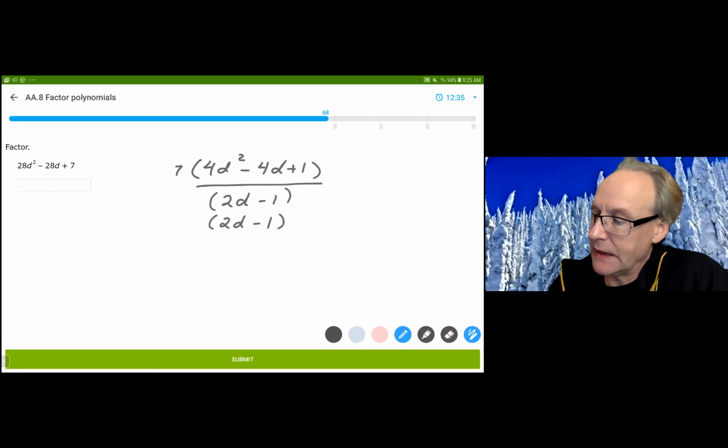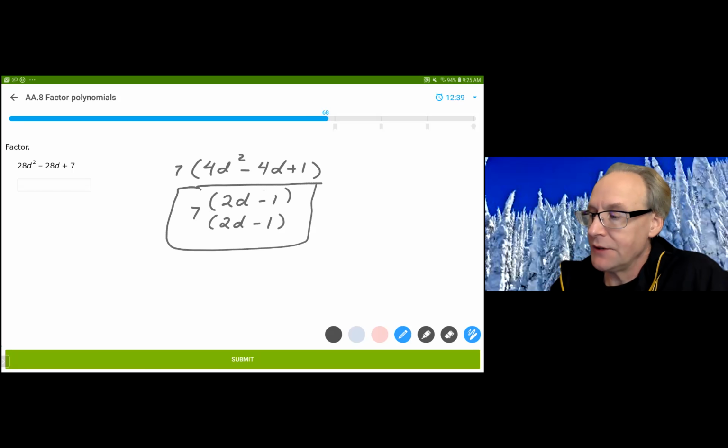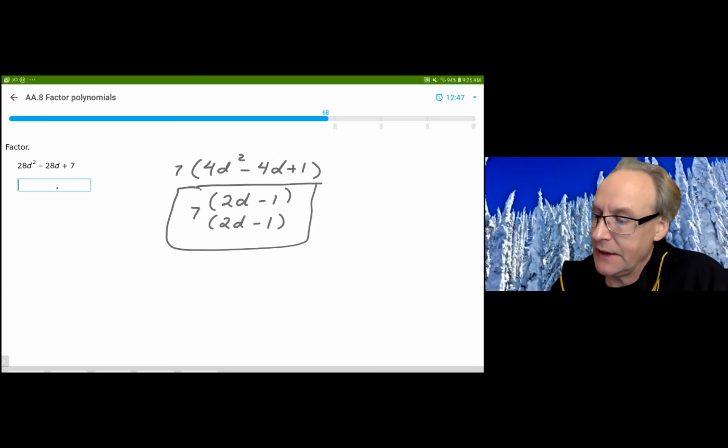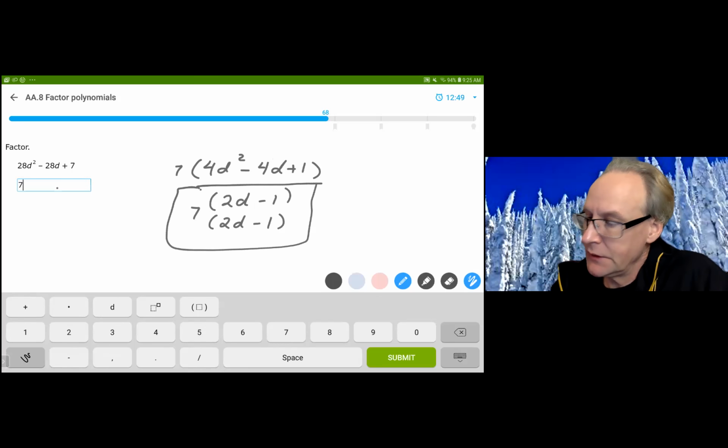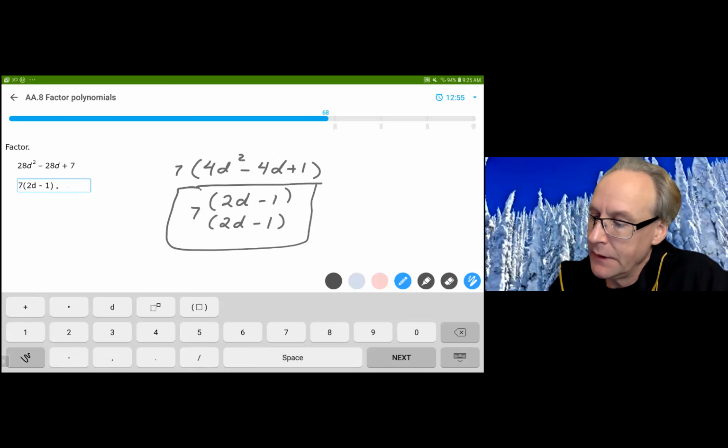If you're not sure where I got it, practice it a little bit yourself. I noticed right away that 2d doubled is 4d. So there it is. The way we're going to write it is I'm going to rewrite it as a square. So I have a 7, and then I have 2d minus 1. I'll separate it out there. And then we square it. That's it.